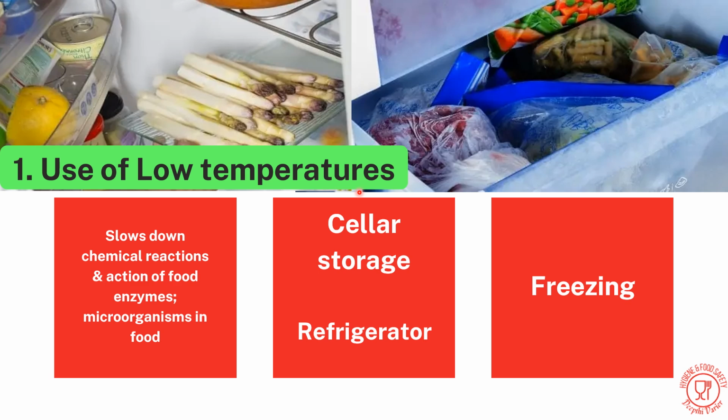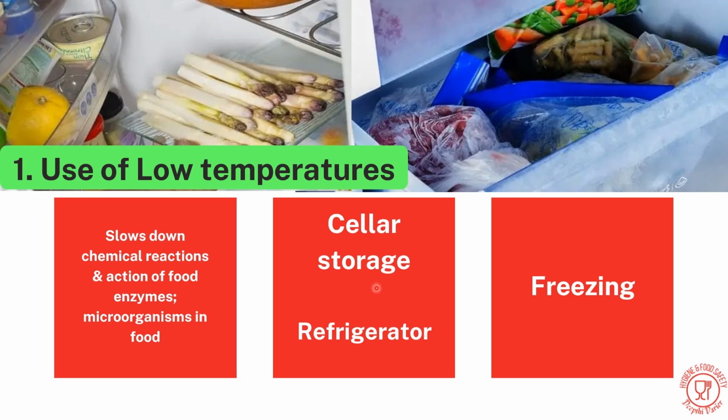But when I say low temperature, you have different low temperatures. For example, we could have cellar storage. Cellar storage is where we use a temperature of about 15 degrees Celsius. This is usually used for root crops, potatoes, onions, apples, where you are lowering the temperature. It's lower than the room temperature, but then you don't keep it in the fridge.